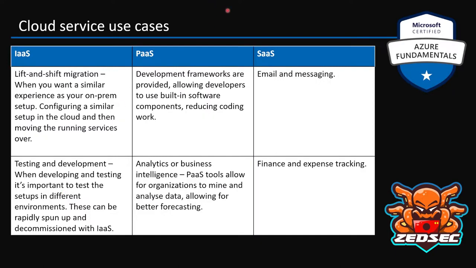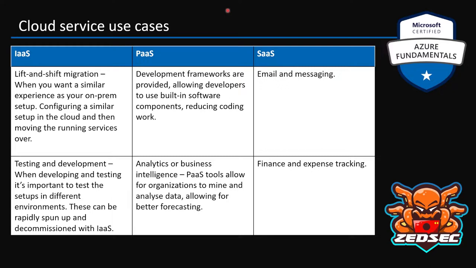So here are some use cases for the different service types. For IaaS, infrastructure as a service: a lift and shift migration, when you want a similar experience to your on-prem setup, configuring a similar setup in the cloud and then moving the services over, and also testing and development. If you're developing something and it's important to test the setups in different environments, different operating systems, or legacy operating systems, these can be rapidly spun up and decommissioned with IaaS. This gives you a lot of flexibility in how you're testing things.